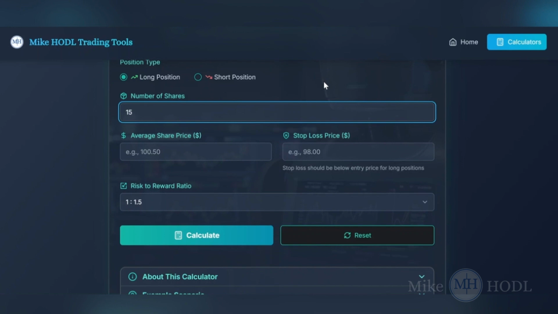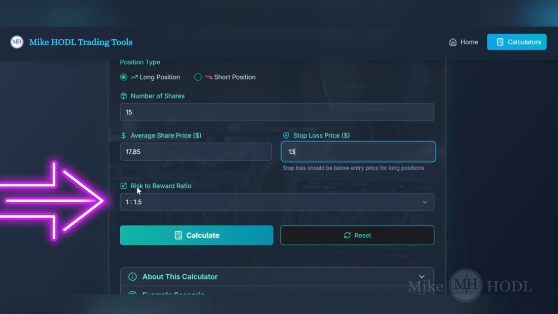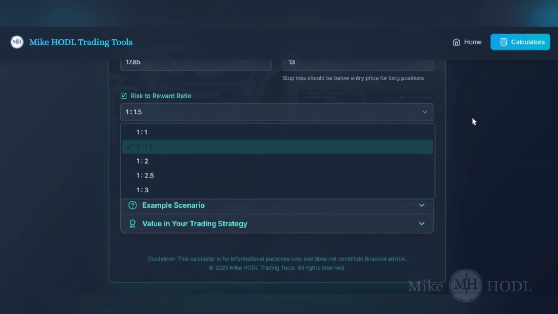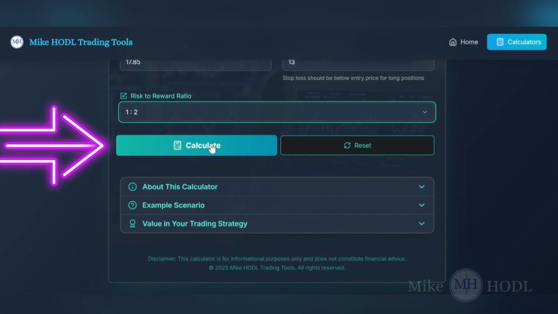15 shares. The average share price will be $17.85. And for the stop-loss, we'll say $13 a share. Now, this section allows you to select the risk-to-reward ratio that you want to calculate. You click this drop-down menu and see options for a 1-to-1 ratio, 1-to-1.5, 1-to-2, 1-to-2.5, and 1-to-3. For this video, we'll select a 1-to-2 ratio and hit Calculate.